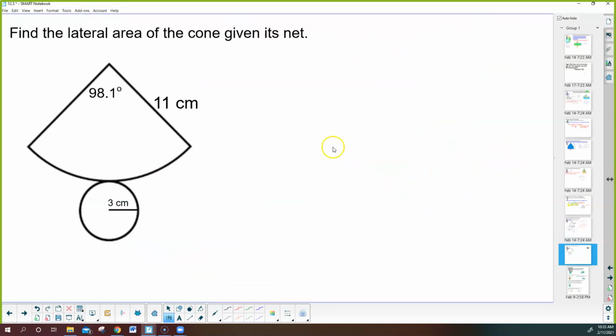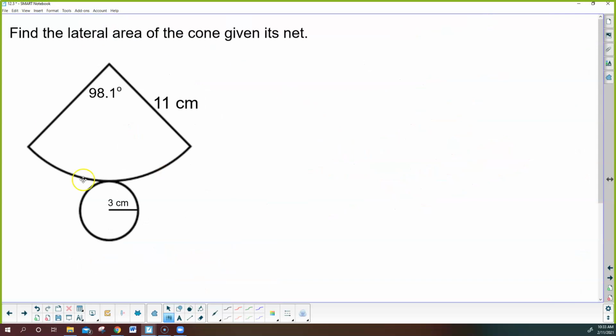But with that being said, what if I gave you this picture of a net? Now here's another way just to connect with what we're going to do. We're going to do this one together. I'll give you a second to draw this, but find the lateral area of the cone given it's a net.